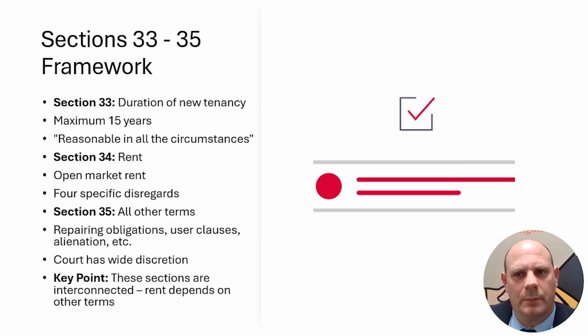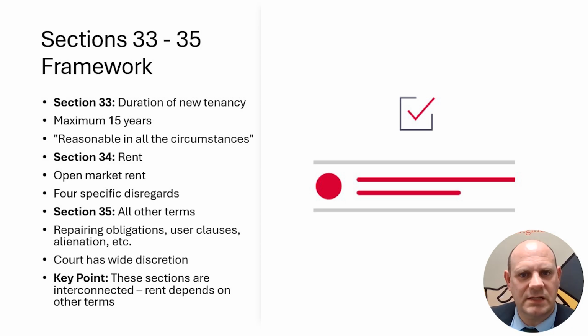Let's start by establishing the legal framework that governs unopposed lease renewals. When a landlord does not oppose the grant of a new tenancy, and the tenant has applied to the court under Section 24, subsection 1 of the Act for a new lease, the court must order the grant of a new tenancy pursuant to Section 29, subsection 1 of the Act. The terms of that new tenancy are then determined in accordance with Sections 33 to 35 of the Act.